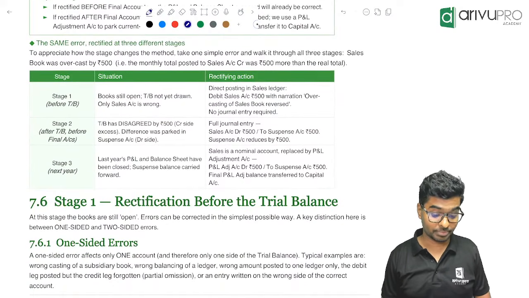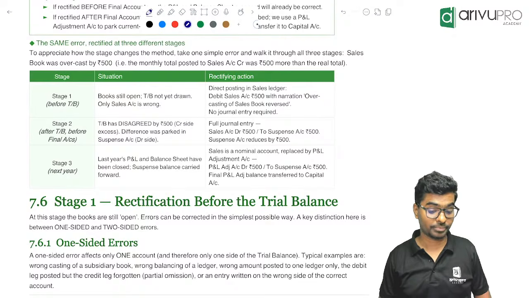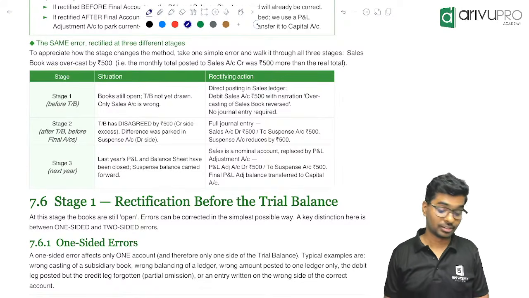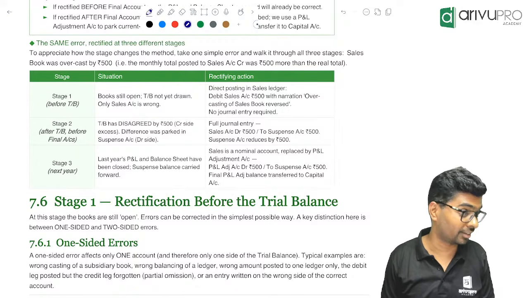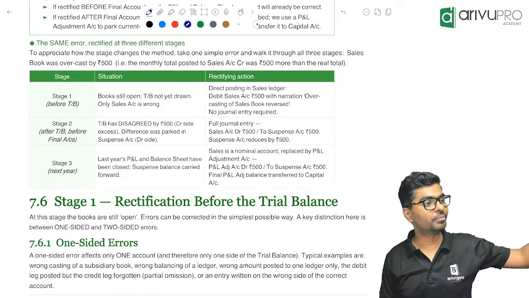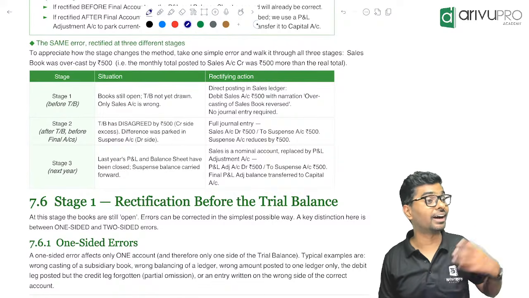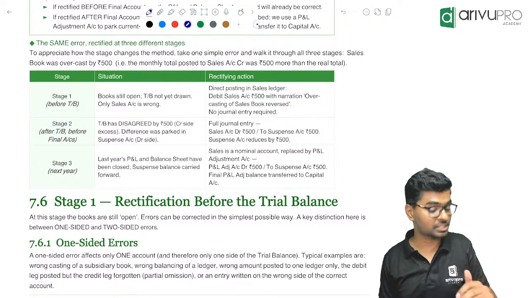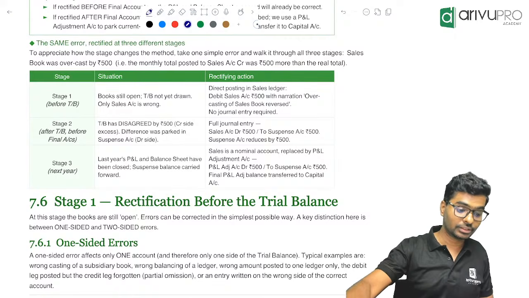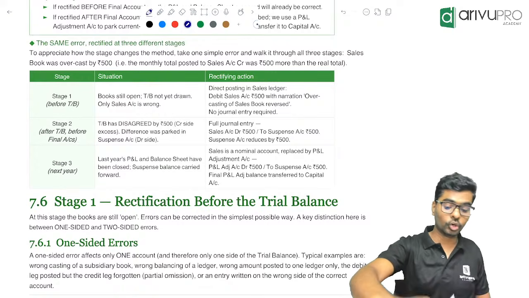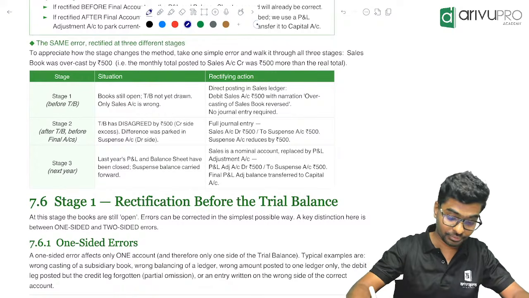Now read here carefully. Stage 1. Situation. The books are still open. The trial balance is not yet drawn. That means what? I did the journal. Mistake in the journal. I did the ledger. Before I could do the trial balance, I figured out I've made a mistake. That is the situation. Look into it. Rectifying action.